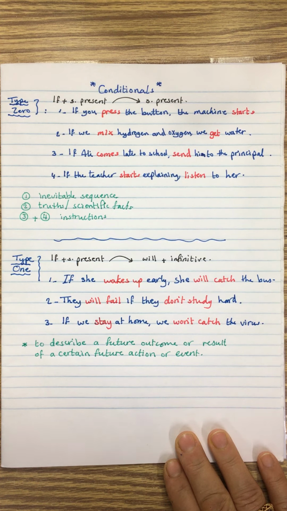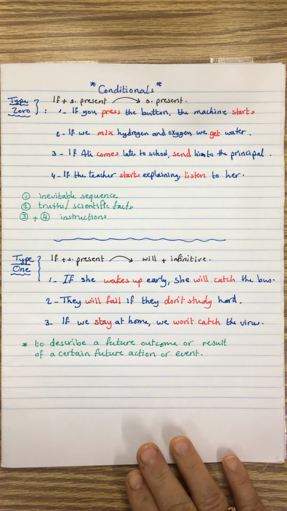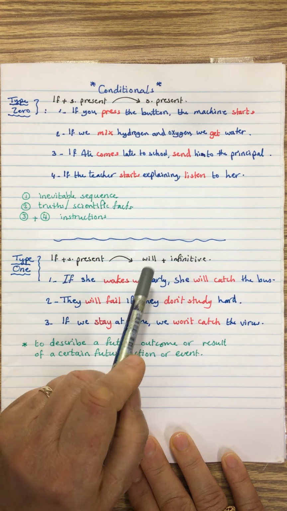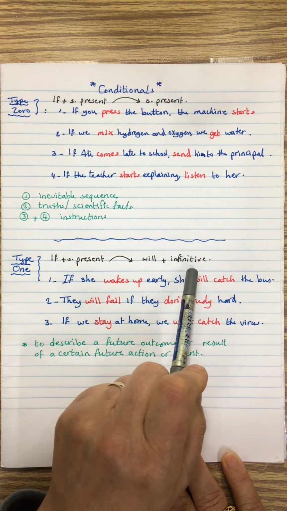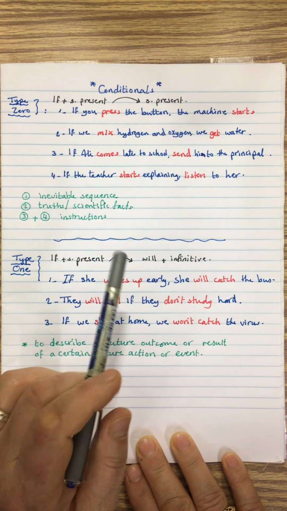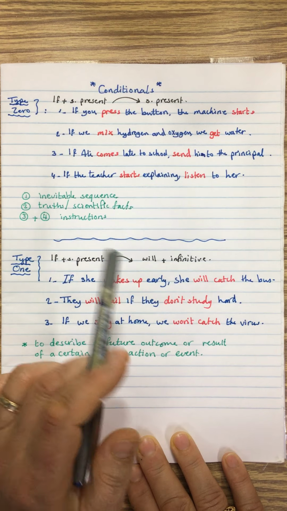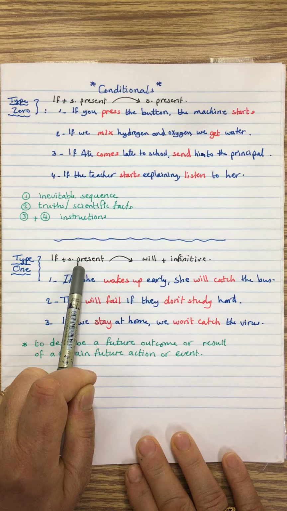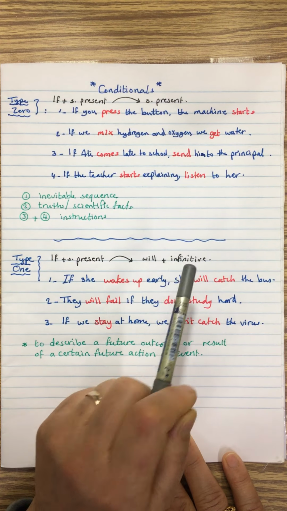Type 1 consists of two clauses, of course. The first one is with simple present, the same as type 0, but the second part is with will plus infinitive. You can use any of the modals: will, can, shall, whatever. So we use simple present in the first part with if, and we use will plus infinitive in the second part.